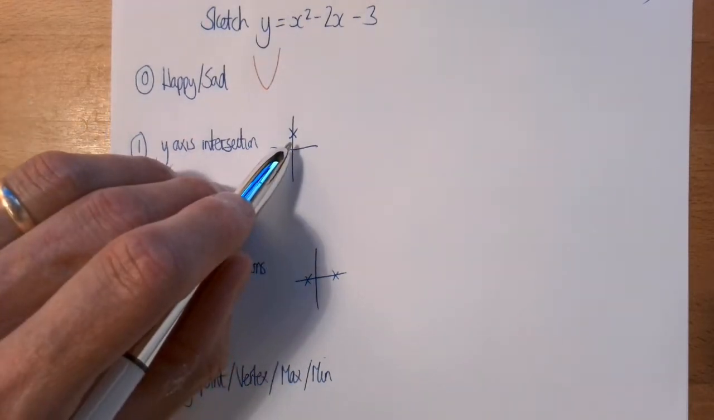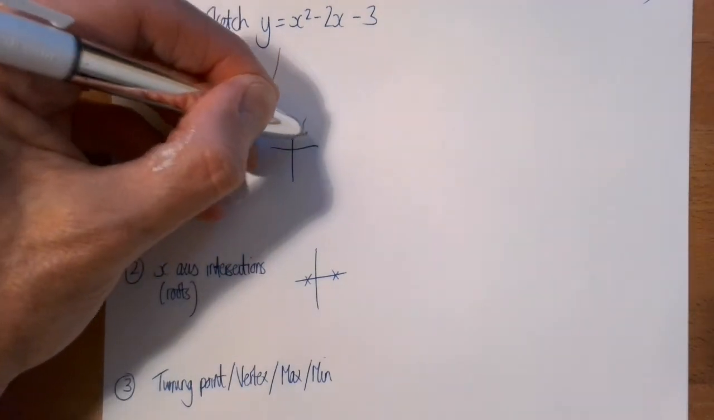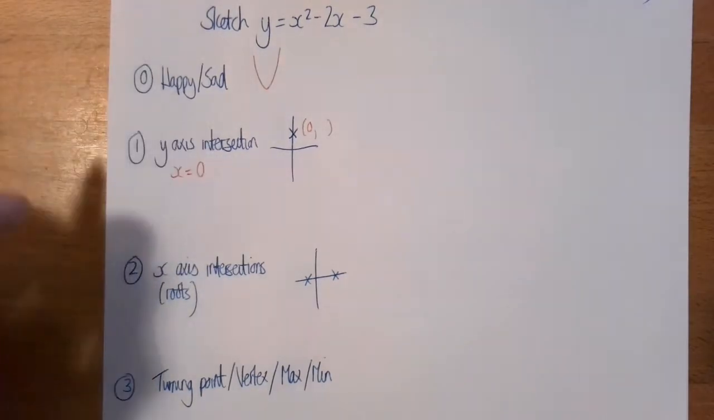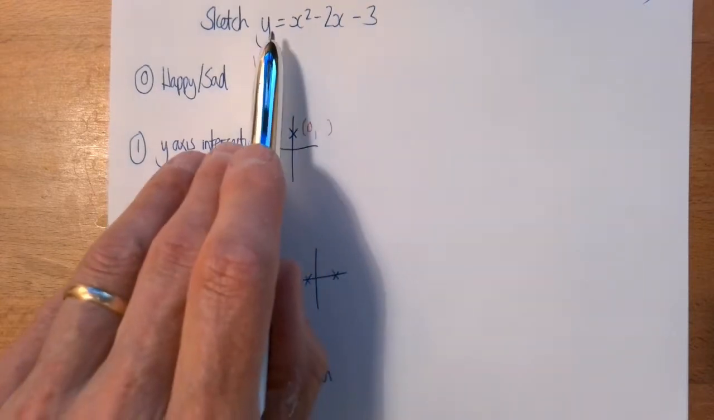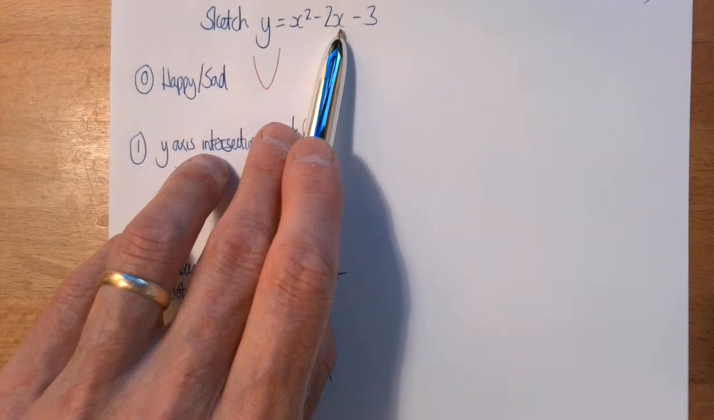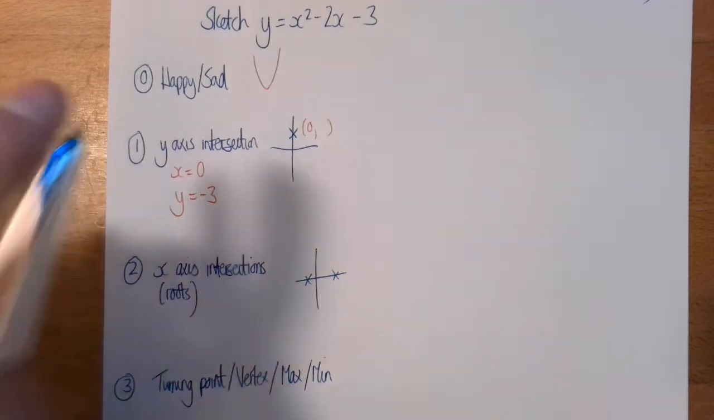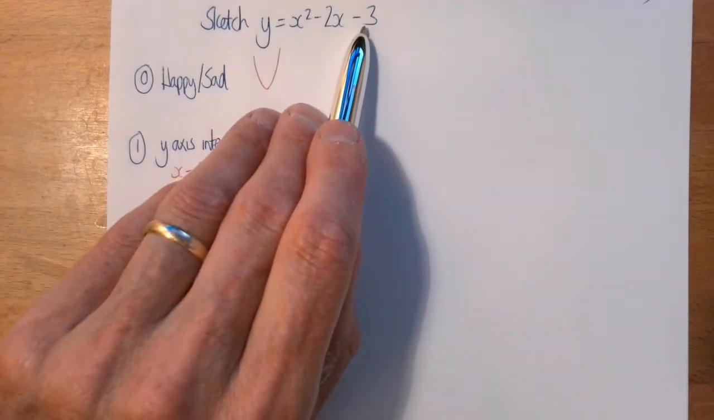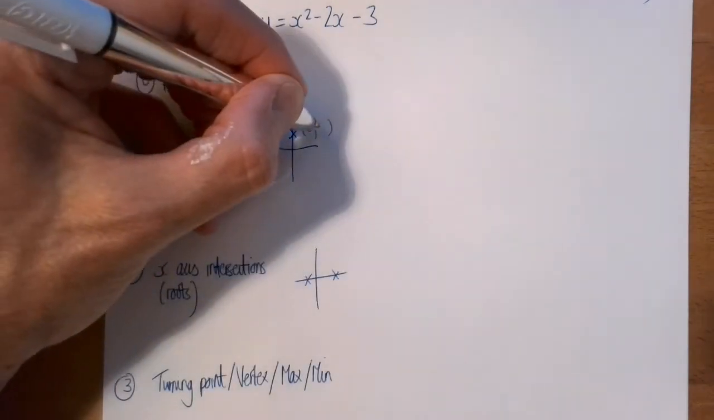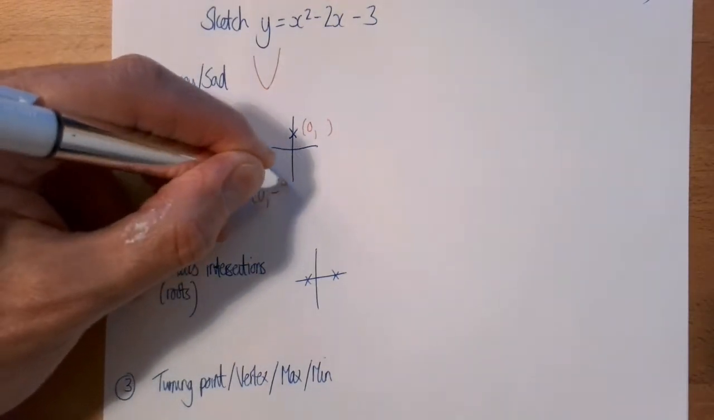Where does the graph cross the y-axis? Well, the only thing I know about that point at the moment is that its x value is 0. So all I do is ask, what do I get from this if I make x equal to 0? If x is 0, y is equal to 0 squared, 0, take away 2 lots of 0, still 0, minus 3. So I know that the constant here will always tell me where it crosses the y-axis, much as it does with the straight line. So that little sketch is wrong because it crosses at (0, minus 3).